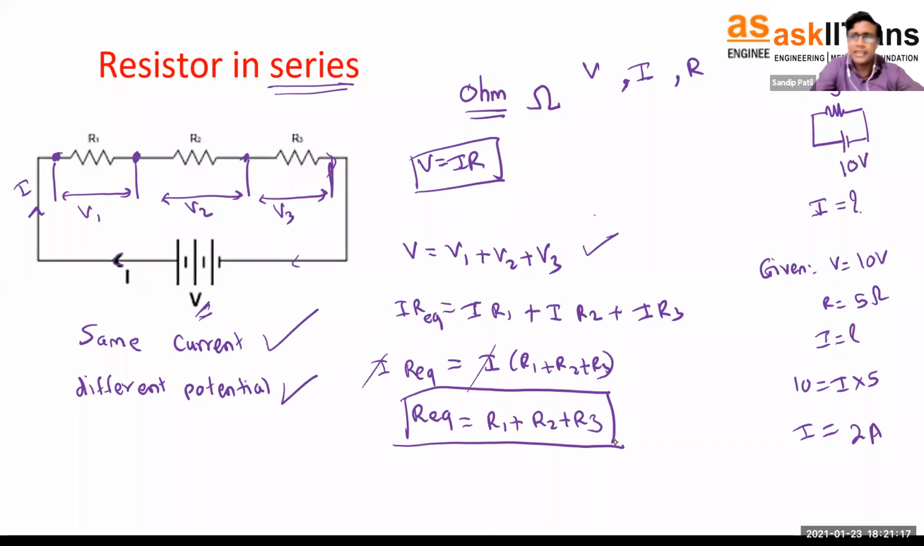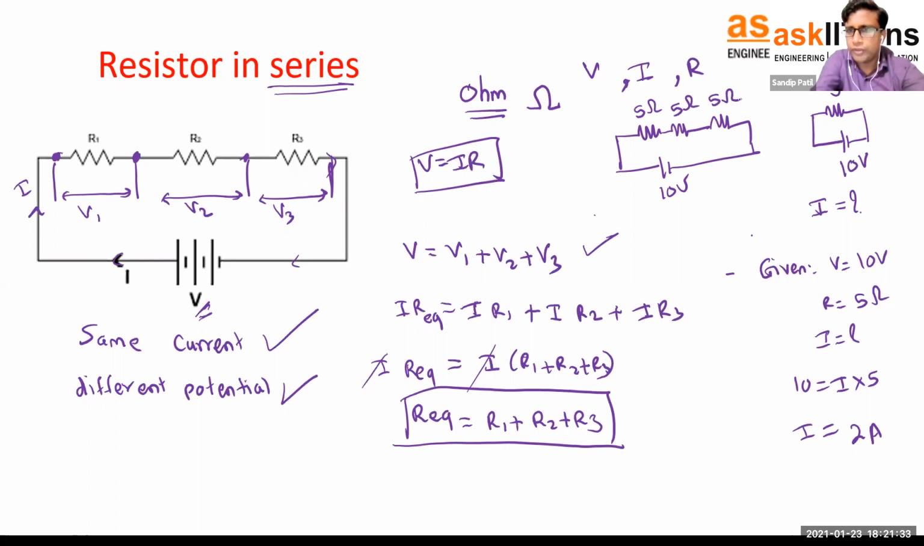Now, how to use this in a question? Now consider this part. We have already solved one question like this. Now let's try to solve this one. Here the 10-volt battery is there. 5 ohm, 5 ohm, 5 ohm. What we have done here now is connected three resistances. Now I have to change this circuit.